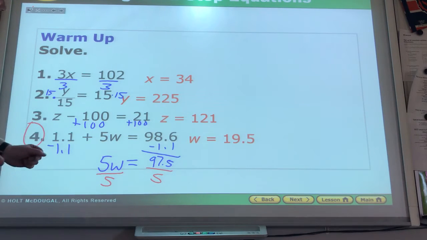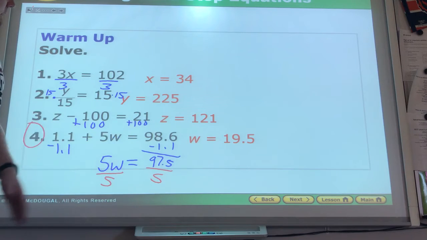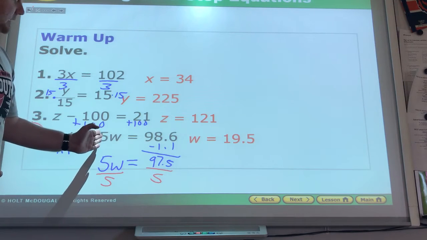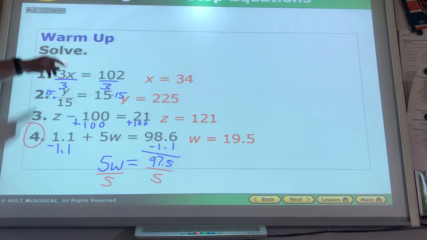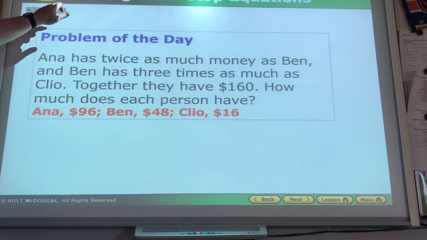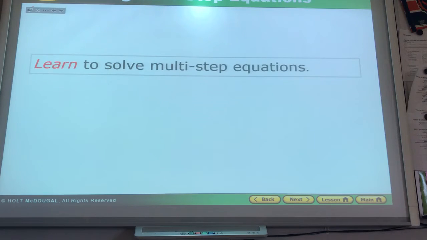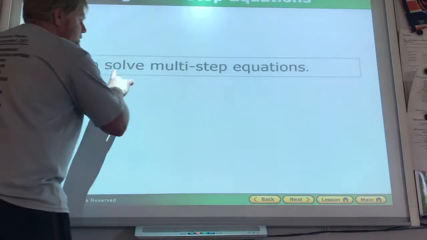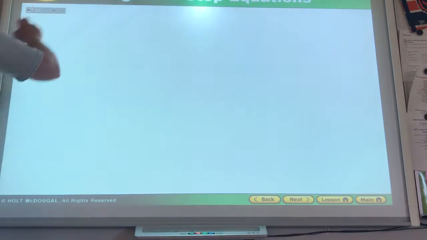You do subtraction and addition and get rid of those first. Then you're just left with a variable and a number on one side and numbers on the other side. We will be working through these. We'll need to see the work, and there will be a place to put your work in when you do the Google Forms.